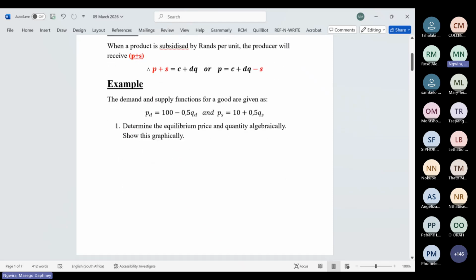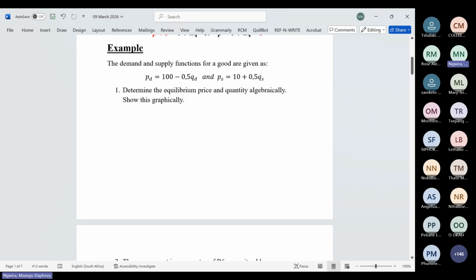And then let's look at an example. This example says that the demand and supply functions for a good are given as PD equals 100 minus 0.5Q, and PS for supply is 10 plus 0.5Q. The first question says, determine the equilibrium price and quantity algebraically, meaning that we have to show calculations, and then also show this graphically. Remember we said that when you are assessed, you won't be asked to draw the graph. We're only using the graph so that we can understand.